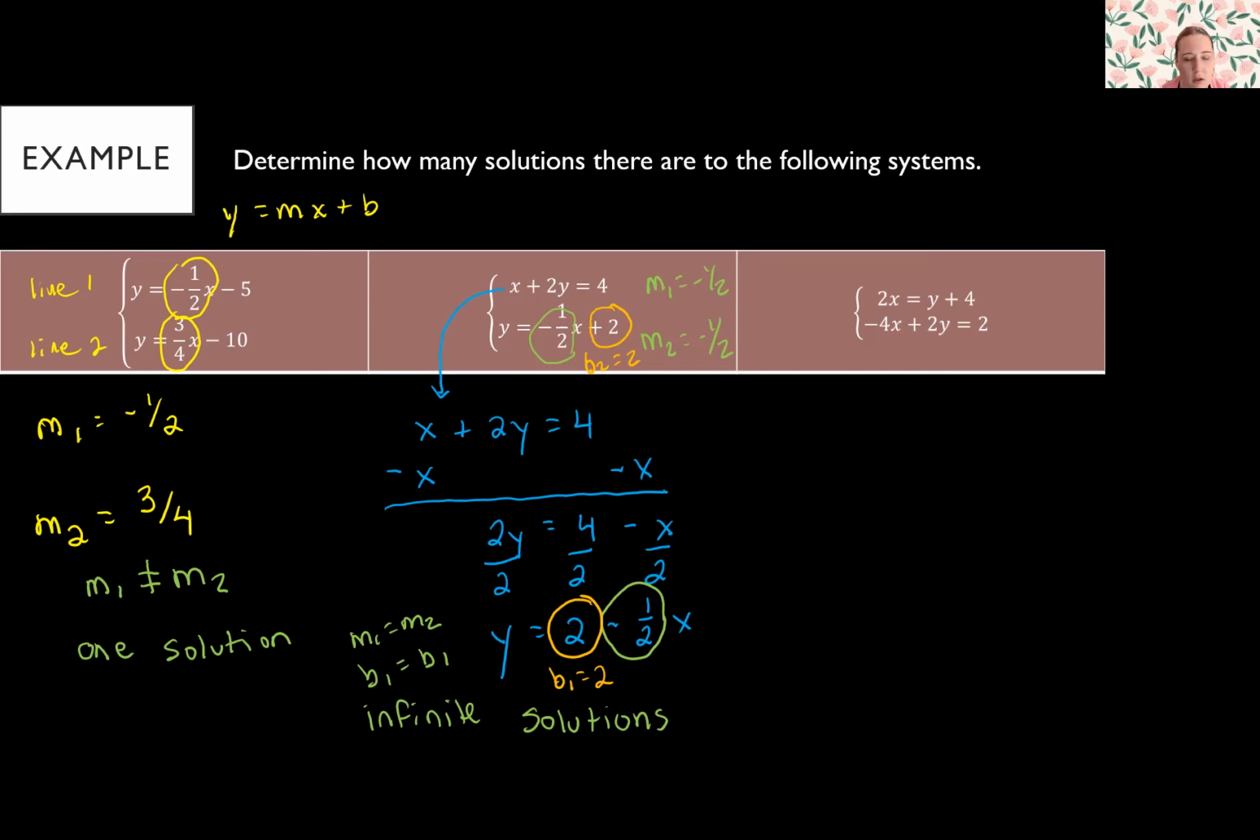So for our third one here, we need to solve both of these equations and put them in slope-intercept form. So we're solving for y. The first equation, I have 2x equals y plus 4. To solve for y, I want to subtract 4 from both sides. And so I get 2x minus 4 equals y.